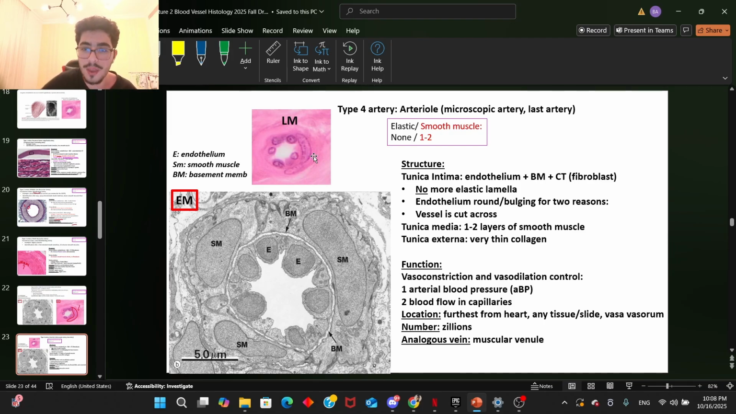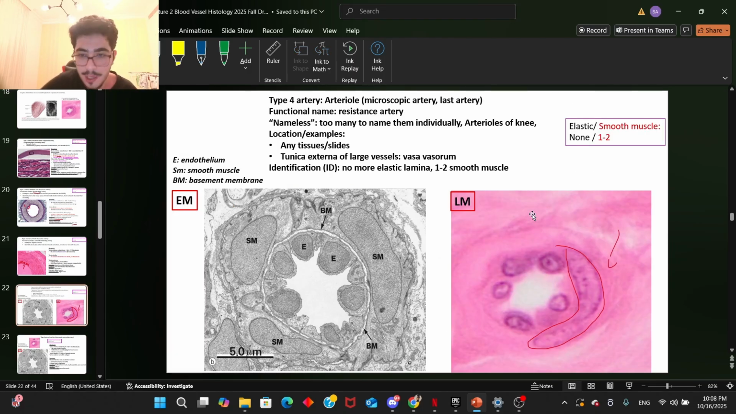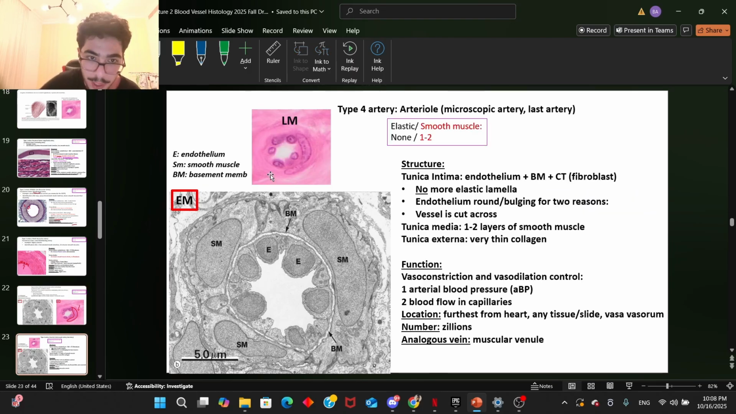Now there is one thing about the tunica media: there is no more elastic lamella. You will not see elastic lamella. This dark line here is actually again the basement membrane.